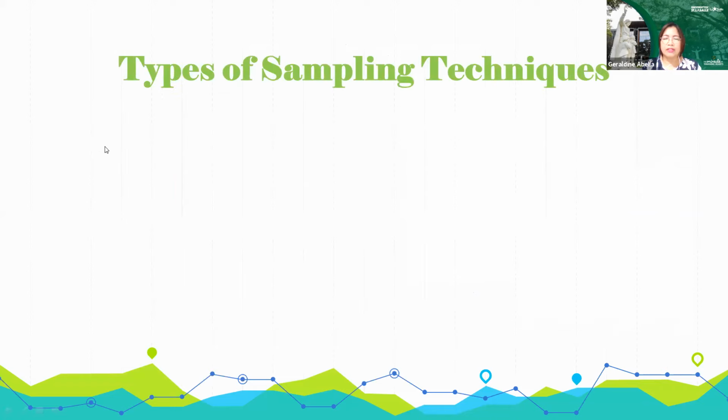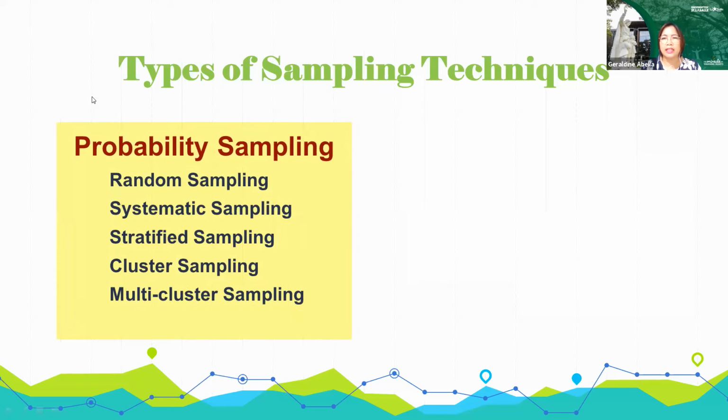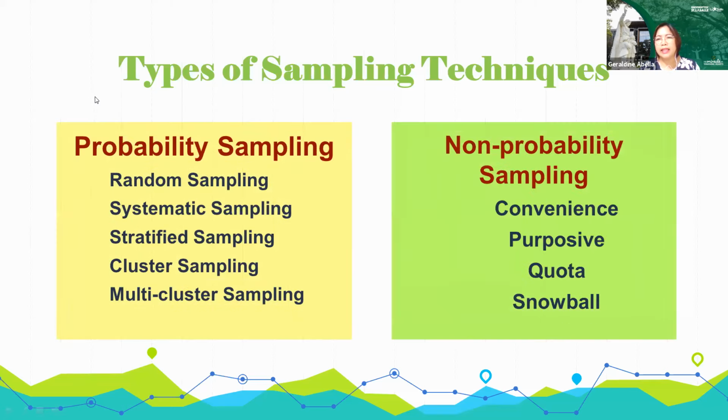Next, since in inferential statistics, you need to collect a sample from the population, there are several types of sampling techniques, and this is divided into 2 groups, probability sampling and non-probability sampling techniques. In a probability sampling technique, the chance of a member in the population to be selected is not equal to 0. There are 5 types of probability sampling techniques: random sampling, systematic sampling, stratified, cluster, and multi-cluster sampling. And these are the sampling methods used in quantitative research.